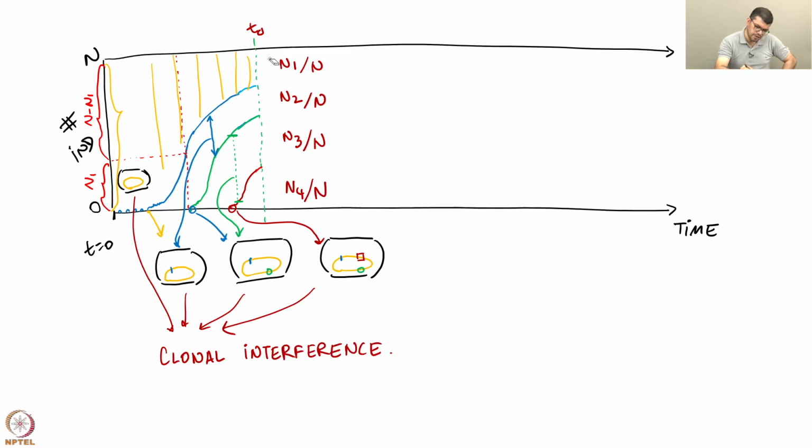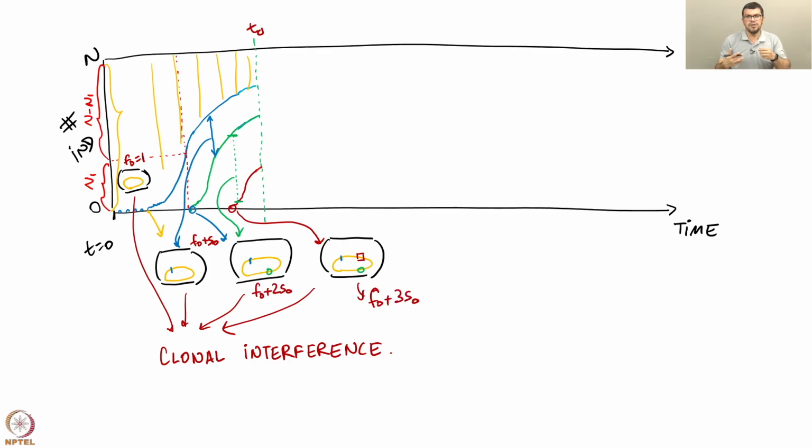Alternatively, an interesting scenario could take place. Let us say the fitness of this genotype was F naught, let us call it 1, or let us say F naught was 1. The fitness of this genotype was F naught plus S naught. The fitness of this genotype was F naught plus 2S naught, and fitness of this genotype was F naught plus, let us say, 3S naught.